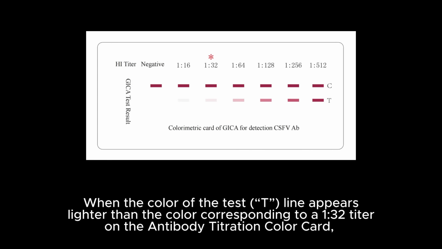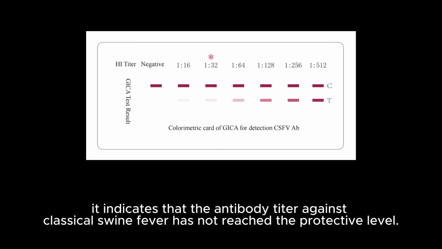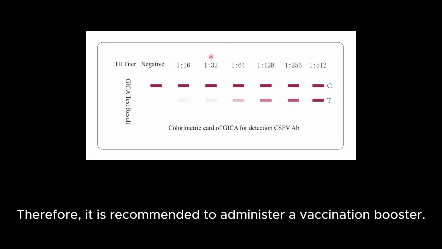When the color of the test T line appears lighter than the color corresponding to a 1 to 32 titer on the antibody titration color card, it indicates that the antibody titer against classical swine fever has not reached the protective level. Therefore, it is recommended to administer a vaccination booster.